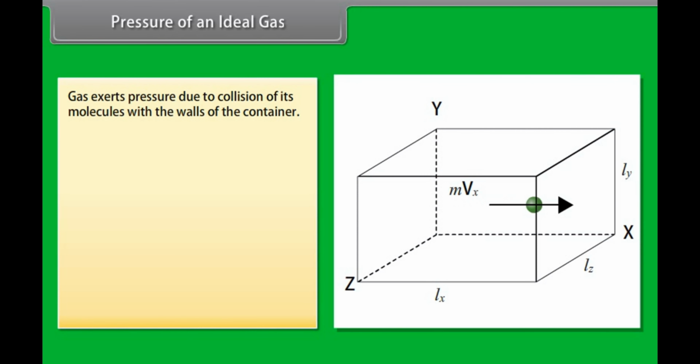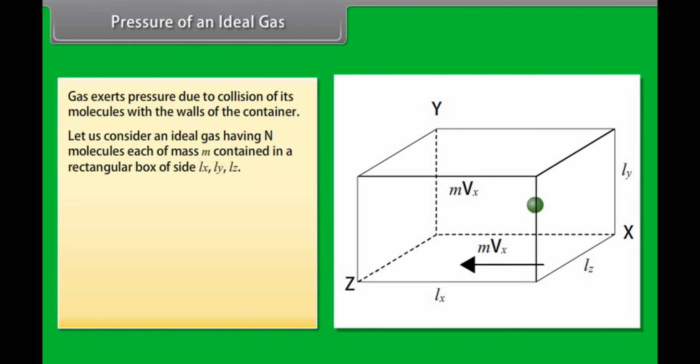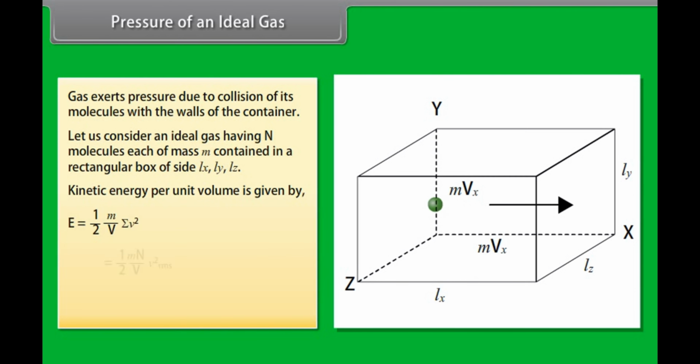Pressure of an ideal gas. Gas exerts pressure due to collision of its molecules with the walls of the container. Let us consider an ideal gas having n molecules, each of mass m, contained in a rectangular box of side Lx, Ly, Lz. Kinetic energy per unit volume is given by E = 1/2 ρ v_rms².